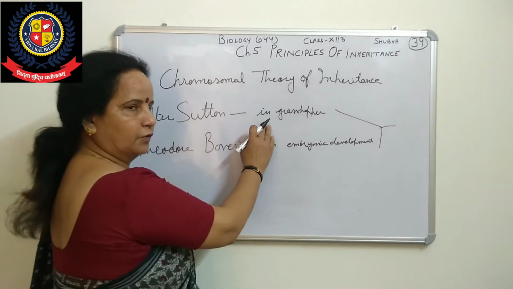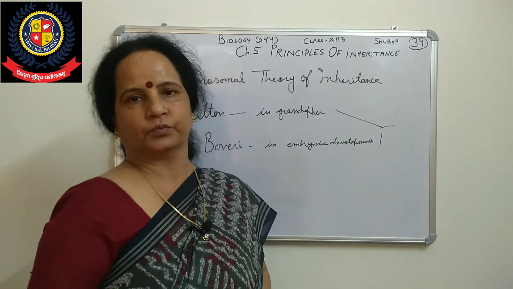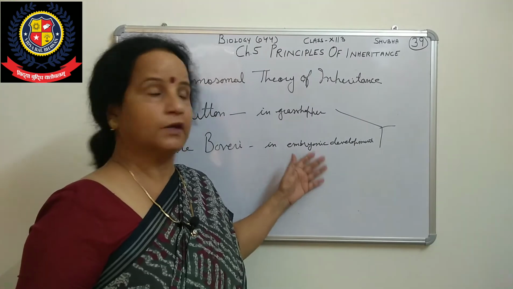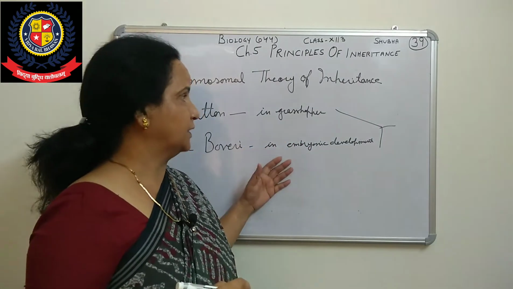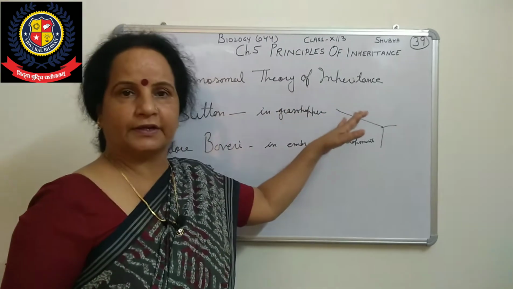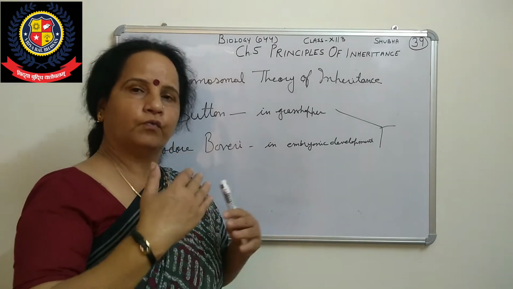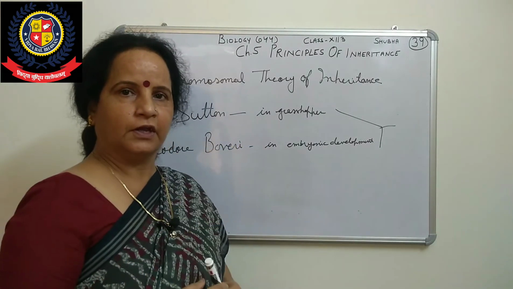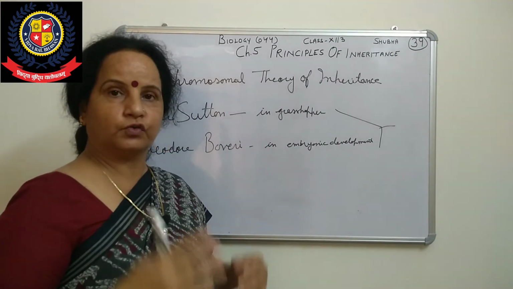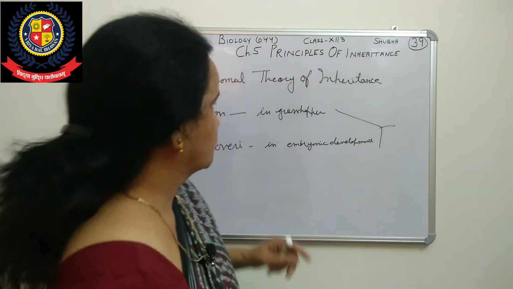He had observed in grasshopper, and in embryonic development, and the nature of chromosomes is the same, whether in grasshopper or in any embryos. So now they had to put forward a theory. That theory is called the chromosomal theory of inheritance, where they have told chromosomes are transferring from one generation to another generation, and because of that the traits, characters occur. Mendel had told factors, now we are calling it chromosomes.